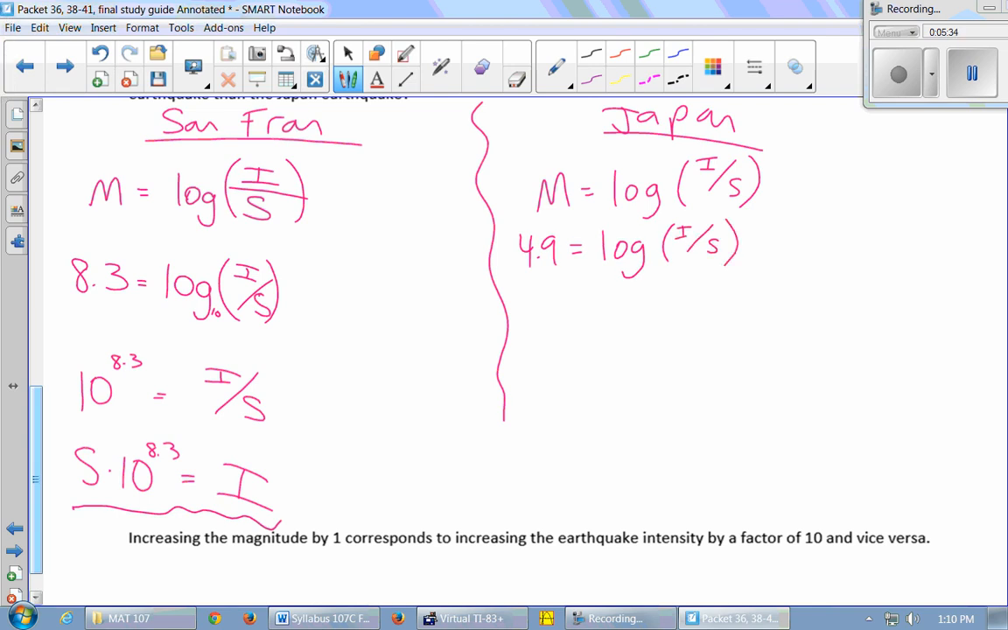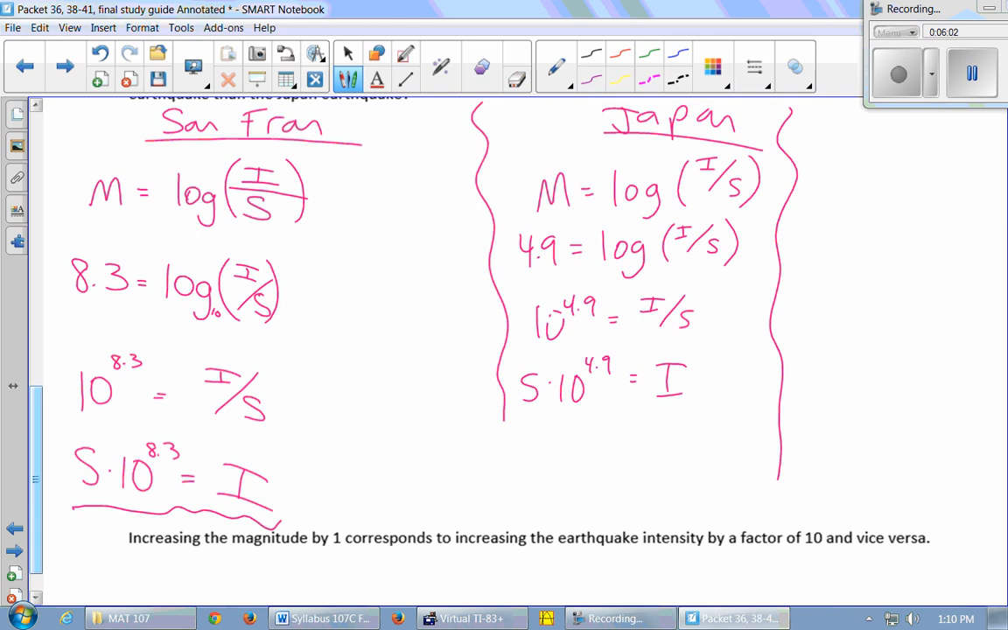Switch this to an exponential equation, and we would have 10 to the what? Yeah, 10 to the 4.9 equals I over S. And then to get the I by itself, multiply both sides by S. So S times 10 to the 4.9 is the intensity of the Japanese earthquake.